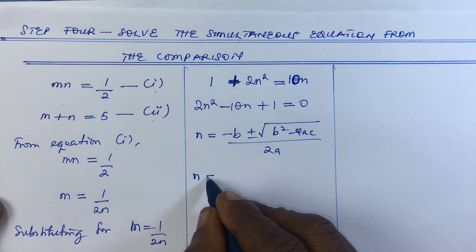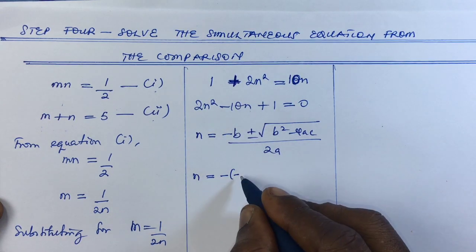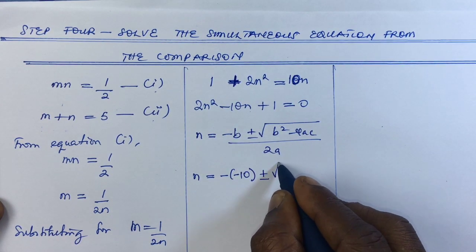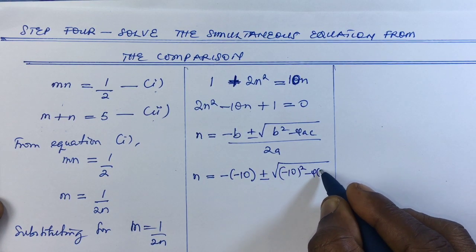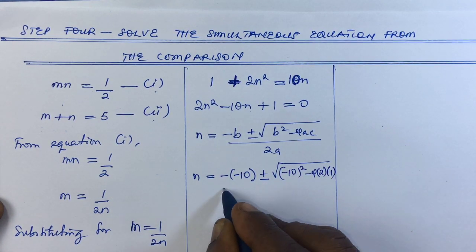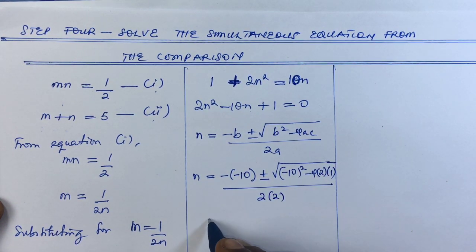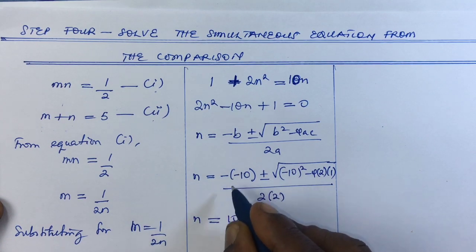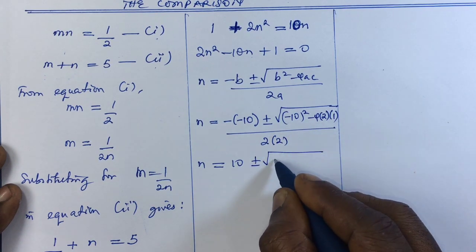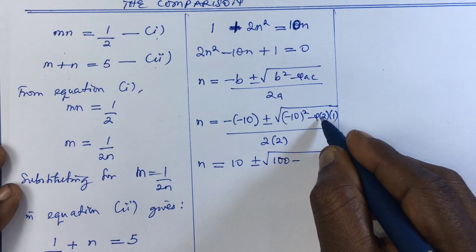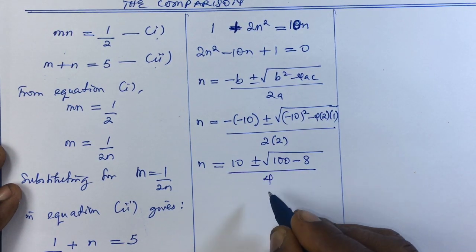So I'm going to quickly put those values in. Minus b, minus b will be minus minus 10, that is 10, plus or minus the square root of b squared, which is minus 10 squared, minus 4 times a, which is 2, times c, which is 1, all over 2 times a, which is 2 times 2. So this will give you plus or minus the square root of minus 10 squared, which is 100, minus 4 times 2, which gives you 8, okay? So we end up having this over 4.